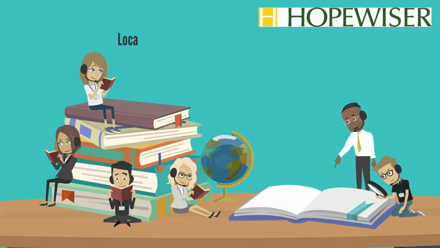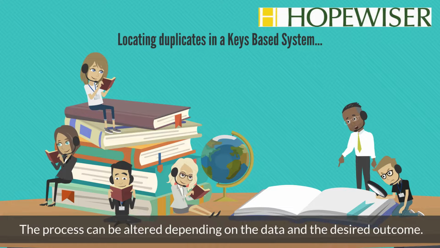When locating duplicates in a keys-based system, the process can be altered depending on the data and the desired outcome.